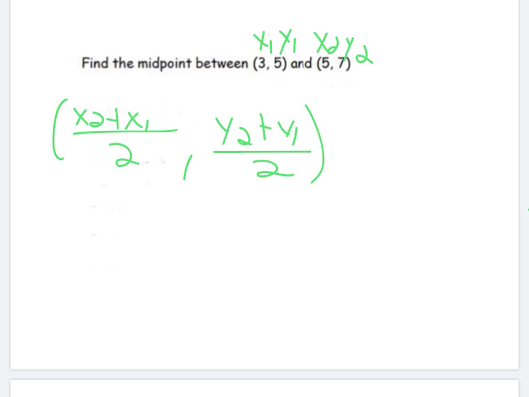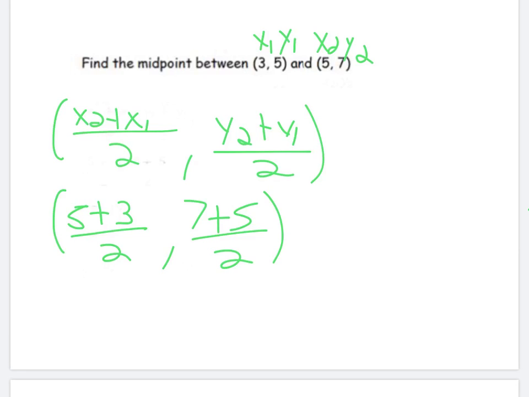And then I can go ahead and substitute in my points. So in my formula, if I substitute in my points, I have x2, which is 5, plus x1, which is 3, over 2, and then my comma, and then y2, which is 7, plus y1, which is 5, over 2. Now I have two things going on each side. I have addition and I have division. In this case, because I can't divide by an addition sign, I have to do the addition before we do the division. So I have to add first.